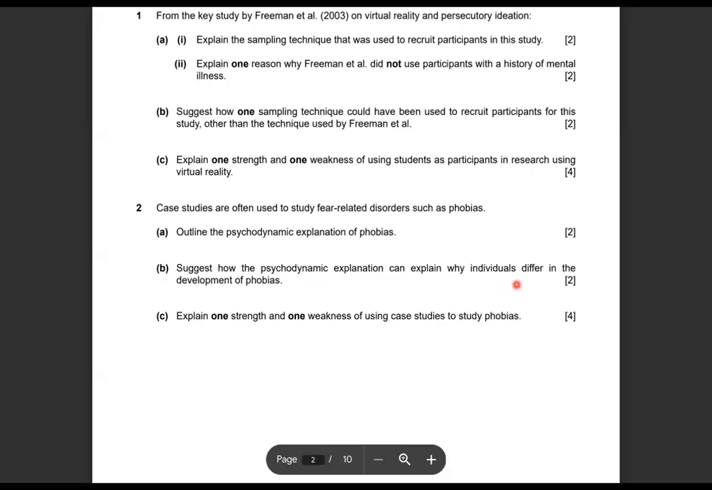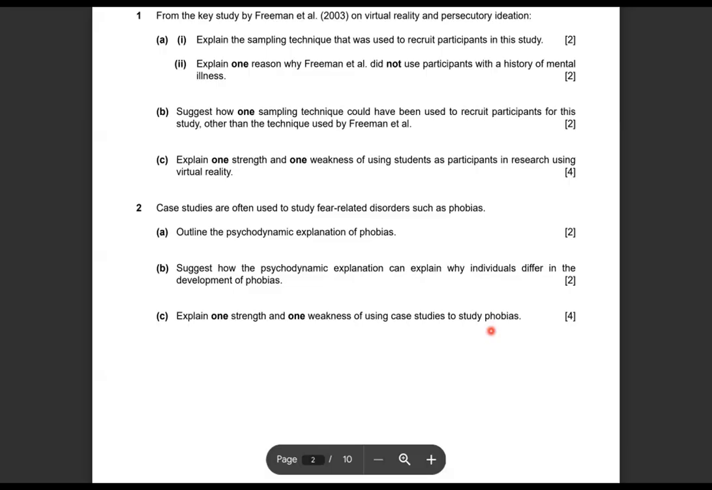Right, so just a quick explanation of how it can be explaining why different individuals can develop different types of phobias. Explain one strength and one weakness of using case studies. So going back to a bit of research methods. So you should know your strengths and weaknesses of the case study method in relation to studying phobias, right? So if you're aware of the strengths and weaknesses, you would remember that case studies allow for a lot of detailed, qualitative, in-depth data to be collected over time by using techniques such as interviews, questionnaires, observations.